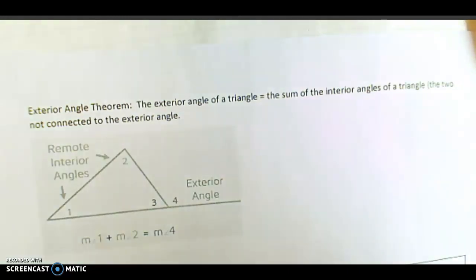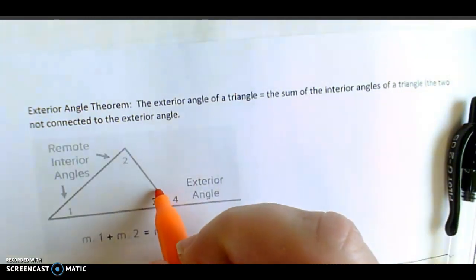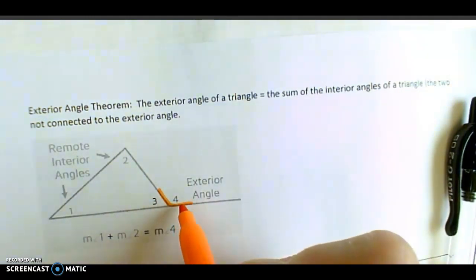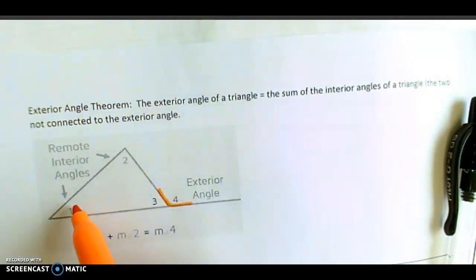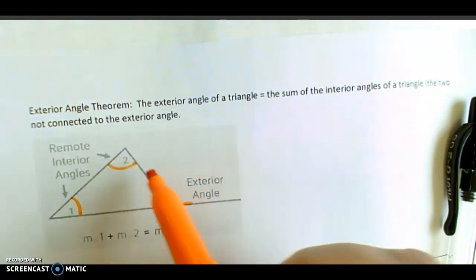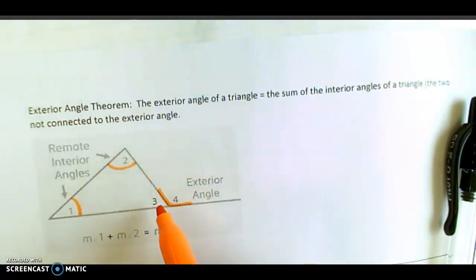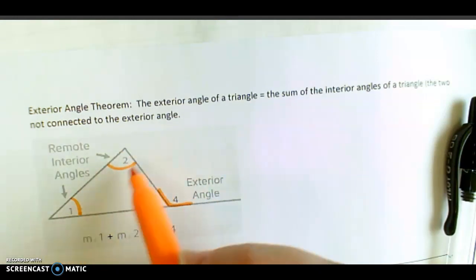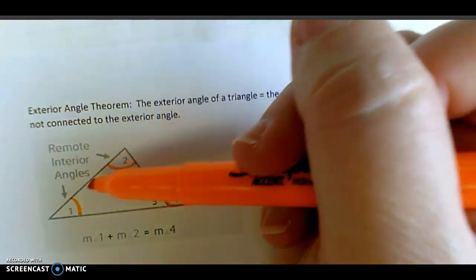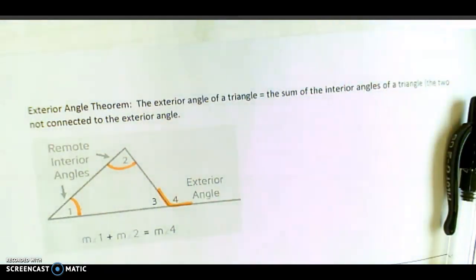So what it's saying is the exterior angle, which is this angle way out here, in this case angle 4, is equal to the measure of the two remote interior angles. They're the angles that are far away from the 4. They're inside of the triangle, but not the one connected to the 4. 3 is connected, but 1 and 2 are not. So if you add angle 1 and 2 together, you're going to get angle 4.